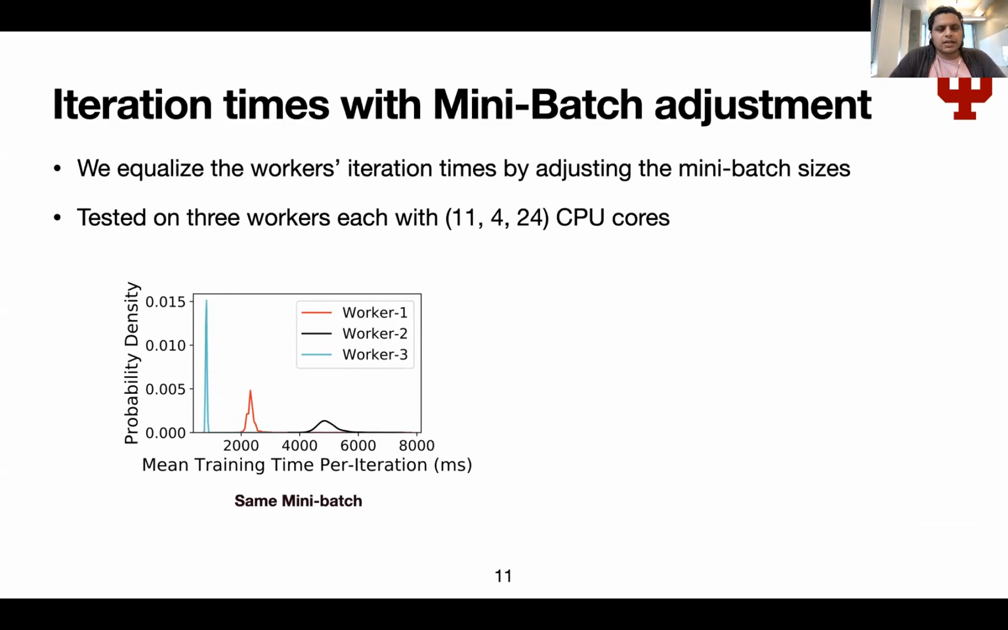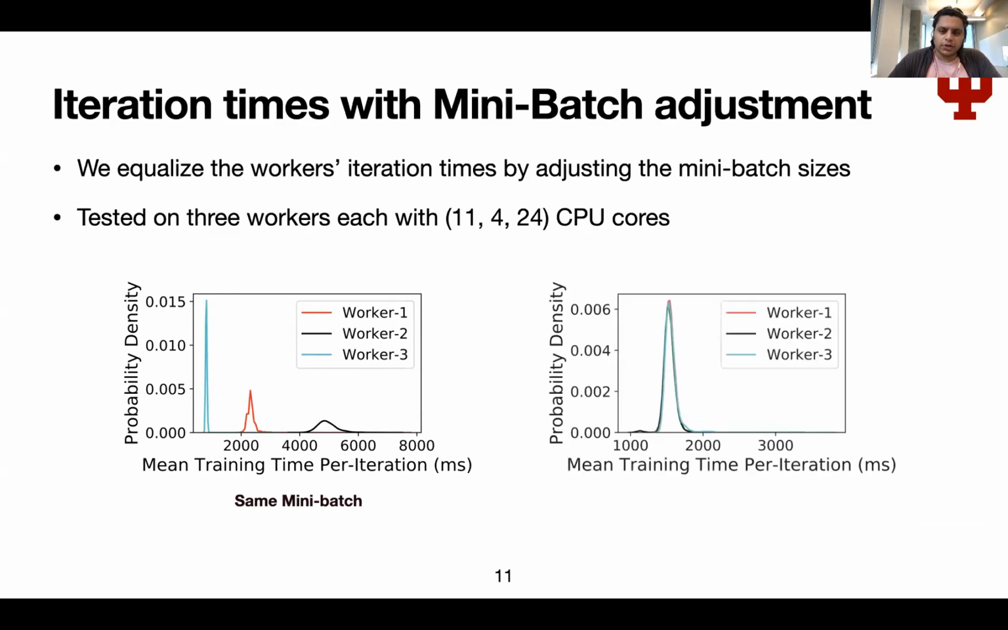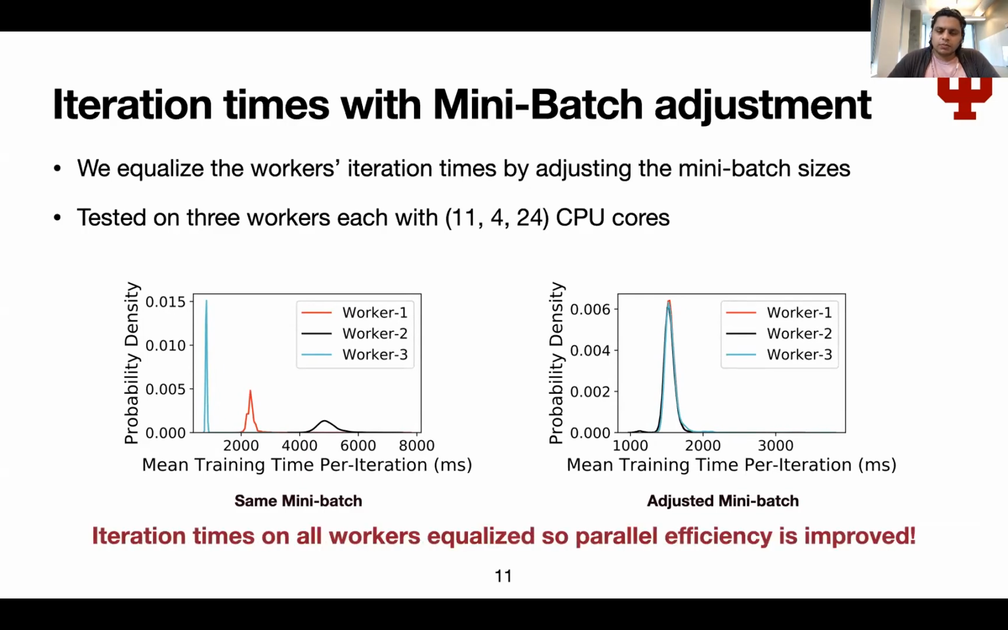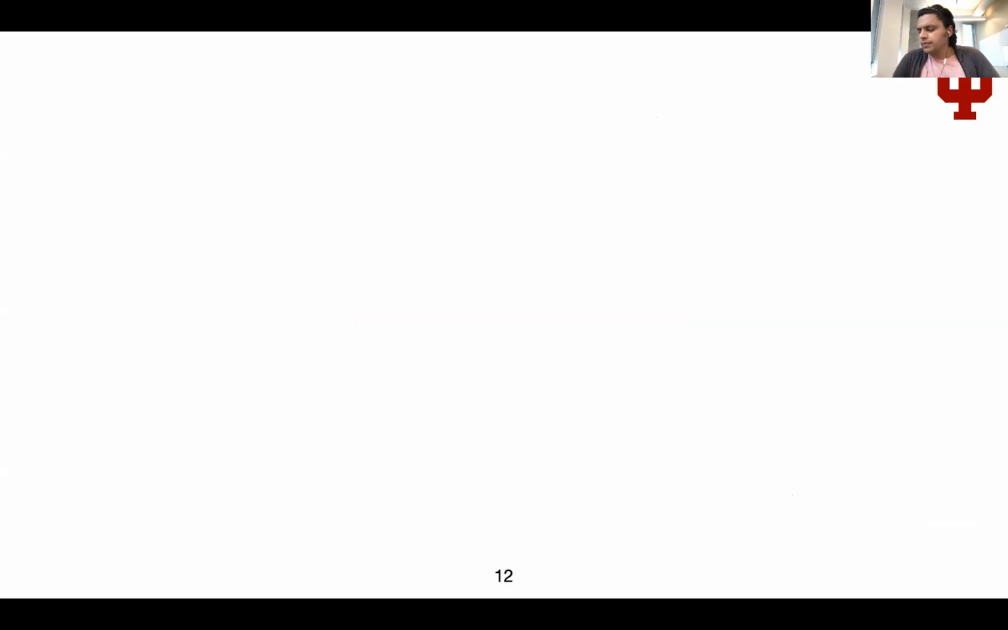Cyan is the 24 core worker, red is the 11 core worker, and black is the 4 core worker. So the 4 core worker is a lot slower than the other 2 workers. And if we adjust the mini batches appropriately, based on throughput, this is the distribution we get. So we are able to equalize the distribution and make the iteration time almost the same on the workers. So basically the parallel efficiency is improved.